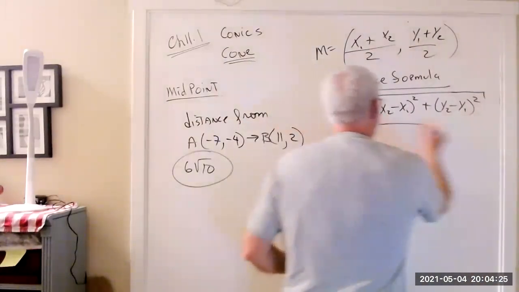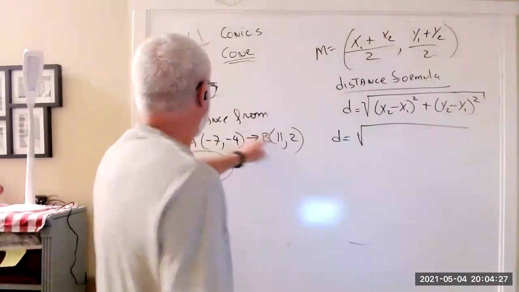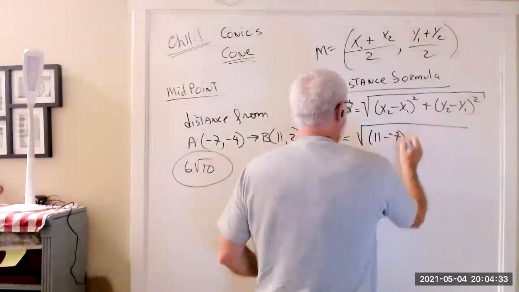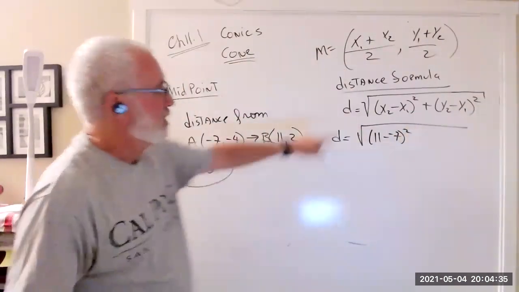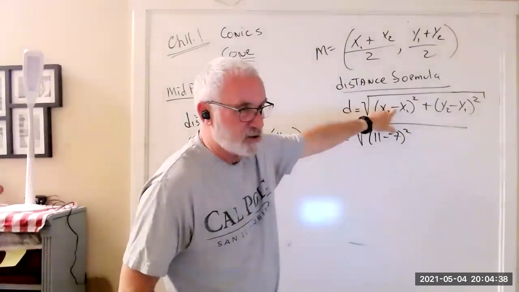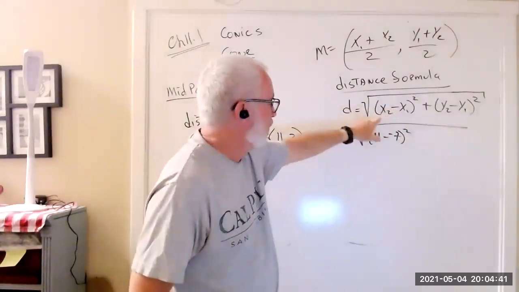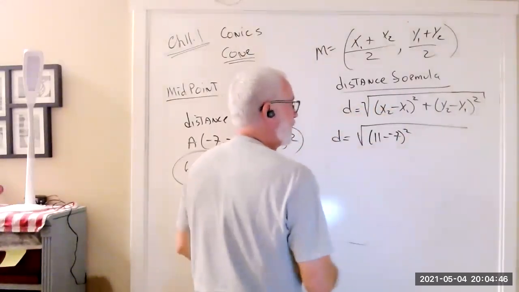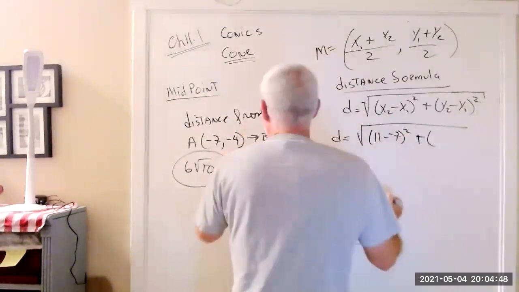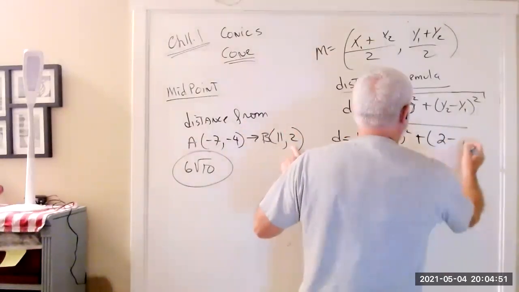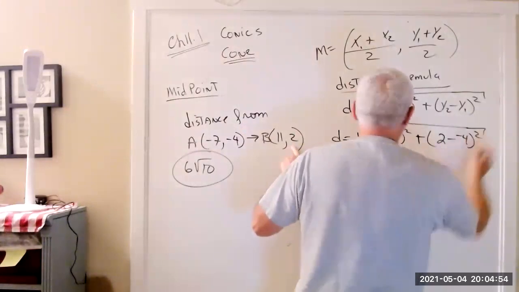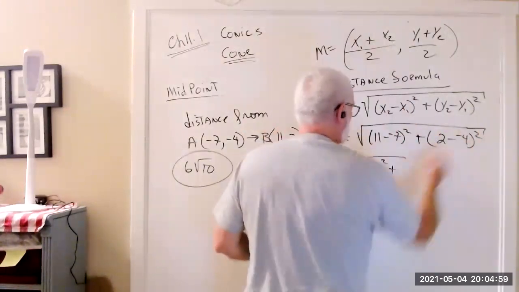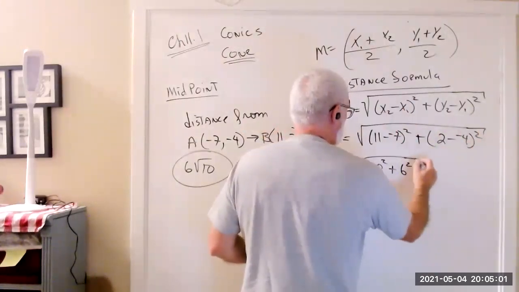Distance is big square root of second x minus first x. So that's 11 minus a -7. Notice it's minus a minus. The formula has a negative in it. So the first, this x minus this x. So this will become 18 squared plus, this will be 2 minus a minus 4 squared. So this is 18 squared plus 6 squared.